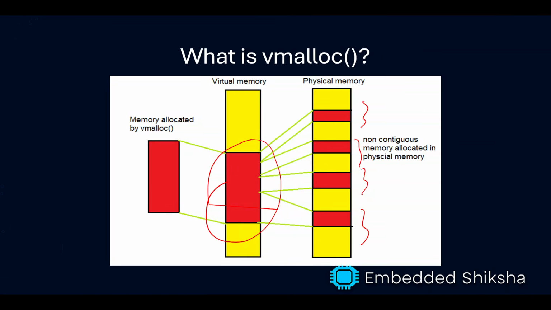In the virtual memory, the memory is allocated in chunks in the physical memory. So even if you want to access, let's say this is your 4 bytes of memory, and this is again 4 bytes of memory.